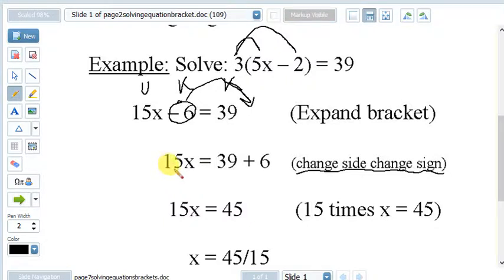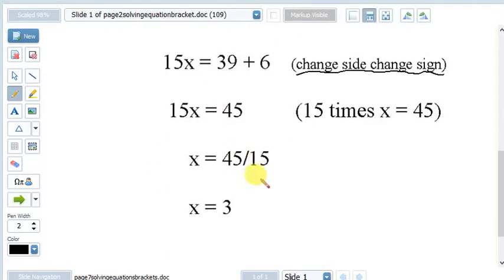So now 15x equals 39 plus 6, and 15x is just a nice way of writing 15 times x, and x can be any number that solves that equation. So therefore 15 times x equals 45. So what we've got to do now is get the x by itself, so therefore we divide by 15. Okay, so 15 divided by 15 is 1x, 45 divided by 15 is our answer 3.